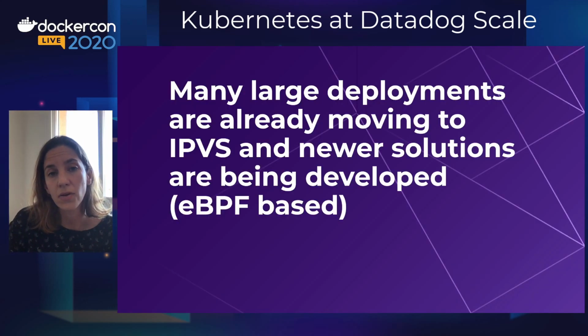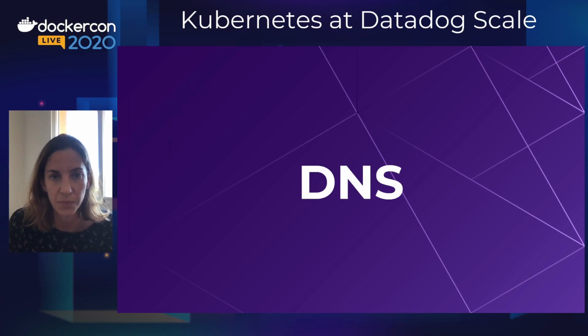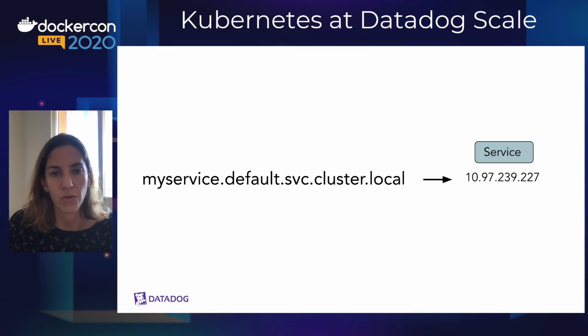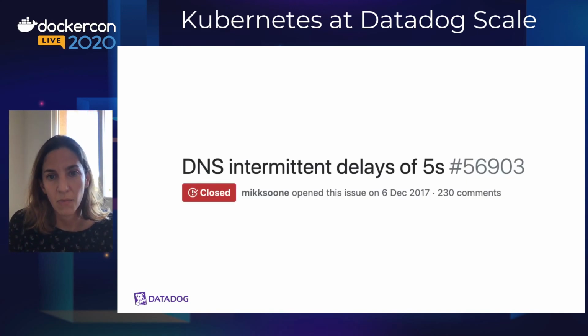So the second takeaway, I would say, is that many large deployments are already moving to IPVS, and also newer solutions are being developed, like Cilium, for example, which is eBPF based. Finally, we are going to talk about DNS. Just a recap, it's just a name resolver. But it had some issues with the scale.